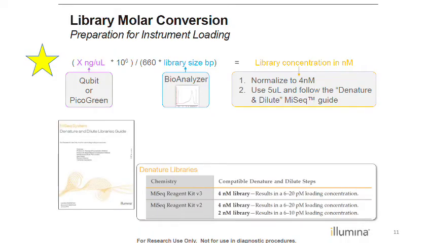The concentration readings from the fluorescent measurement of the DNA and the bioanalyzer data are used to determine the library concentration in nanomoles per liter. The concentration in nanograms per microliter is multiplied by 10 to the power of 6 to determine nanograms per liter. This value is then divided by the quotient of 660 over the size of the library. The concentration of the library is then adjusted to 4 nanomoles per liter, and a total volume of 5 microliters is prepared for sequencing.